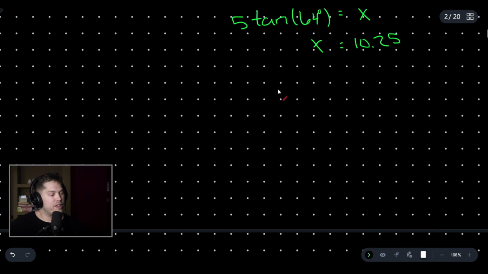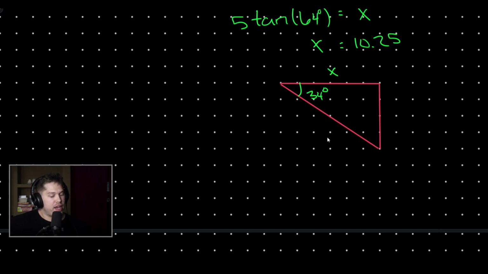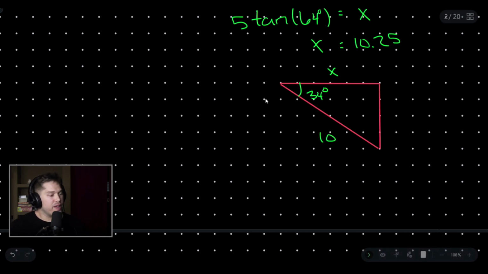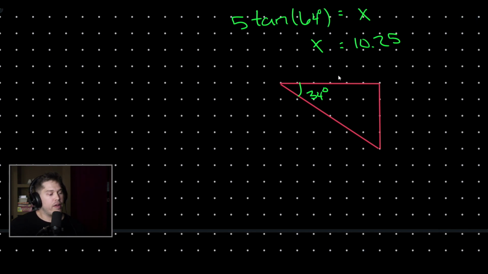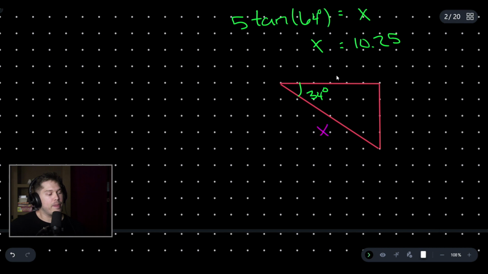Okay, let's sketch a triangle. Got our triangle right over here. Let's label this as 34 degrees. Let's have this top side be x, and let's have this side be 10. Okay, I'll change colors so that we don't get confused. Actually, let's do it the opposite way. Let's have the hypotenuse be x and this side be 10.